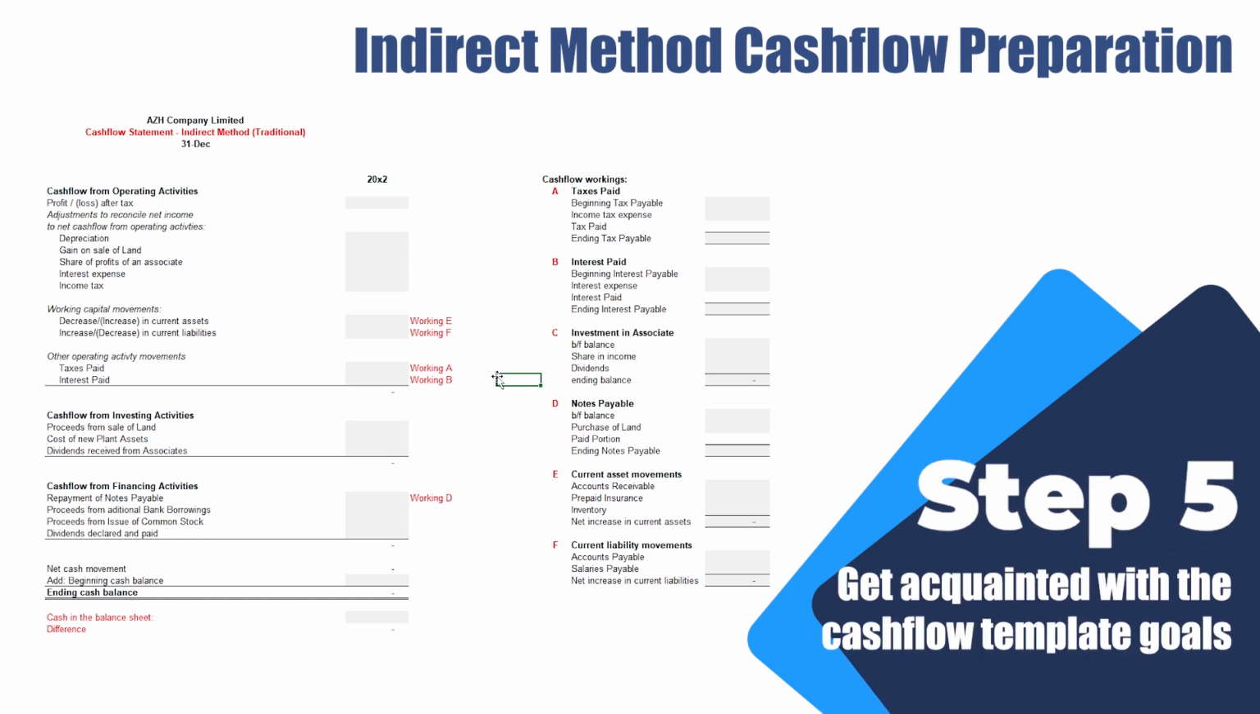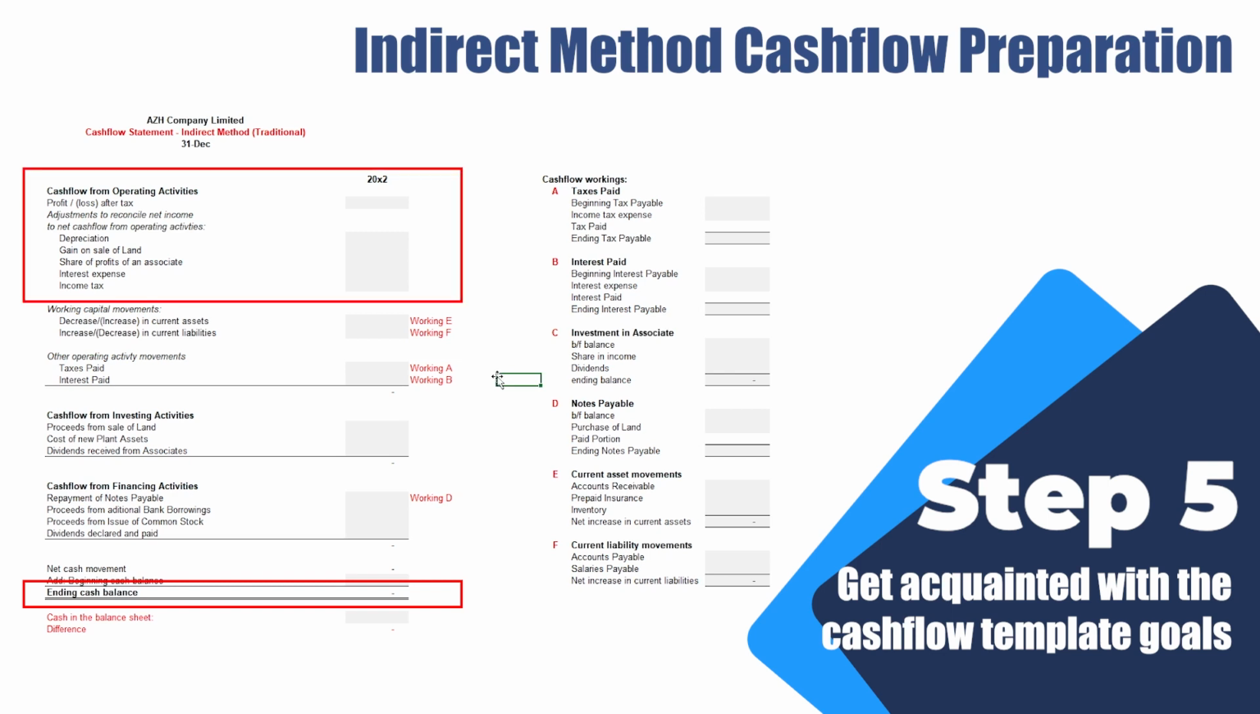And lastly, note the goals of the cash flow template. Goal 1. The ending balance should be equal to the cash in the balance sheet by the end of the process. And Goal 2, the first section of the cash flows pertaining to the reconciliation of non-cash items should agree 100% to the statement of profit or loss.